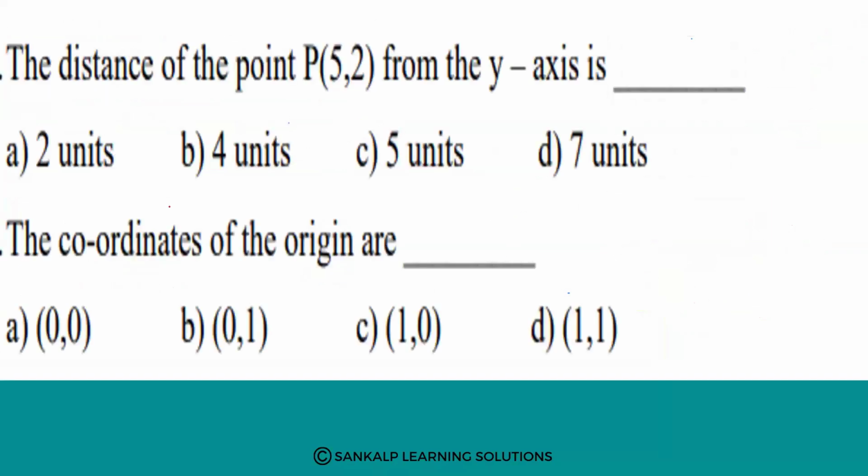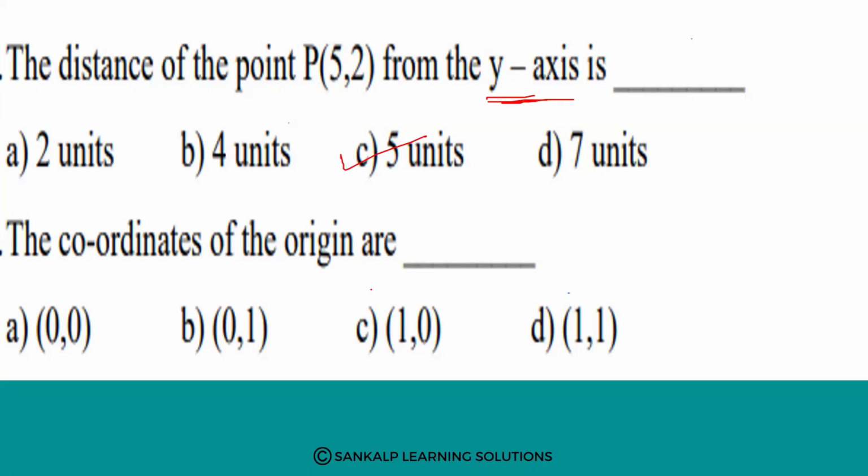Next, the distance of the point from the y-axis. From the y-axis anta idre this is the coordinate of x, that is 5 units. Distance from the x-axis means that is the coordinate of y. Distance from the y-axis means that is the coordinate of x, that is 5 units.